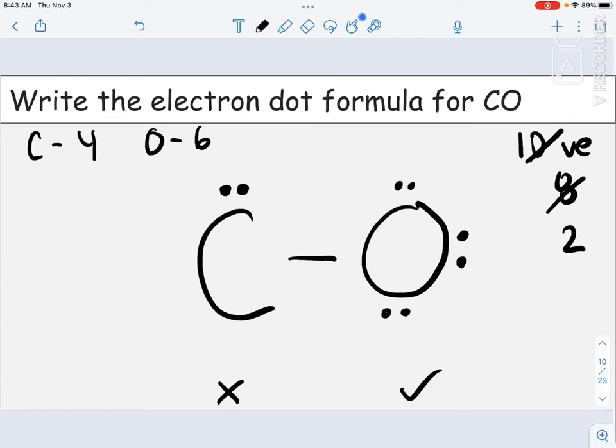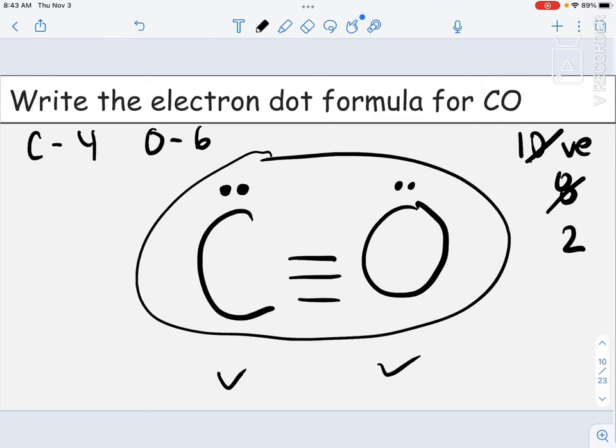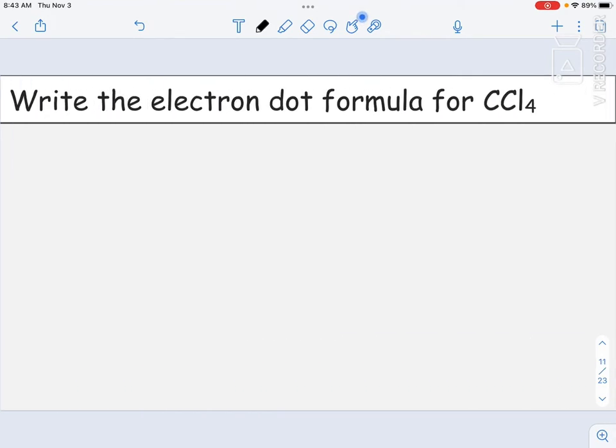Carbon needs 4 more electrons. So what we're going to do is I'm going to take 2 electrons from oxygen and I'm going to take 4 total, 2 from the right and 2 from the bottom, and I'm going to create a triple bond. So now let's do our happiness check, okay? Carbon 2, 4, 6, 8 is happy, and oxygen is happy as well. This is the answer.